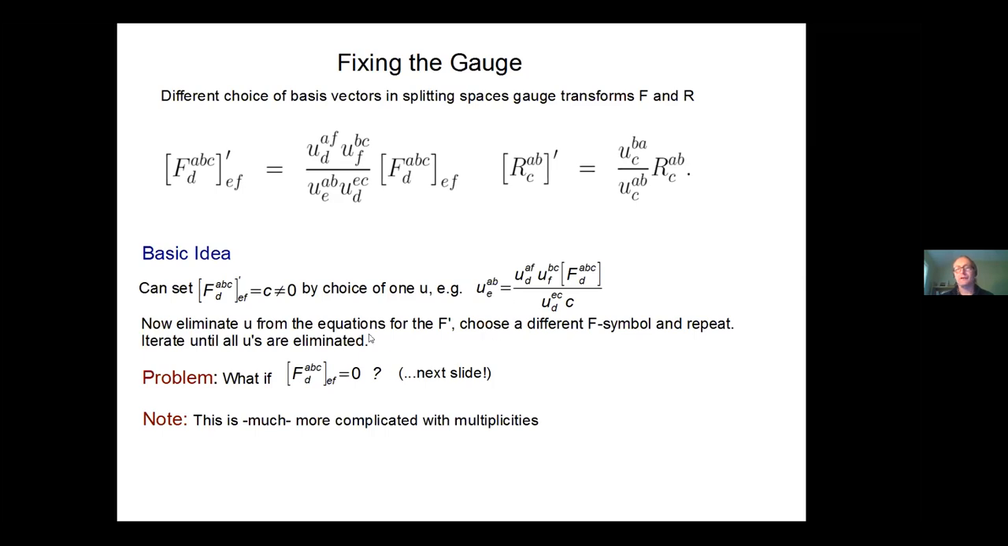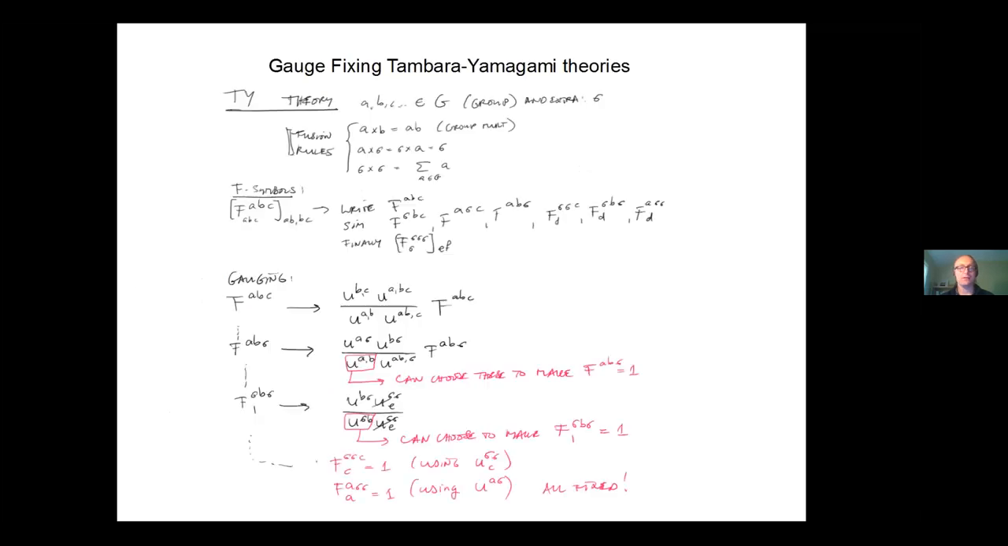The only problem is some of the F symbols may be zero, and then you end up dividing by zero. And obviously that wouldn't be good. So you have to figure out first, before you start gauge fixing, which of the F symbols are actually zero. So if you can do that, then you have an algorithmic way of solving at least multiplicity-free theories.